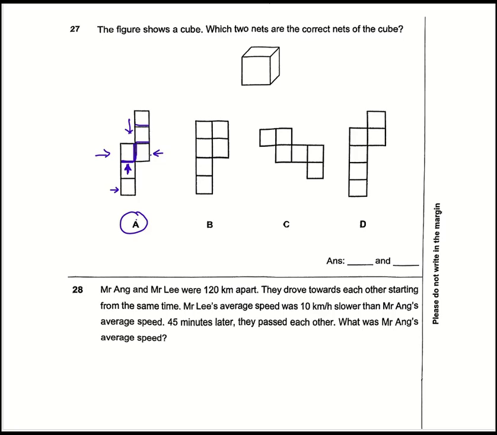But they are saying which two nets, so we'll have to look for one more. Let's look at it. If I bring this up, no, this will never work out, because if I bring this up, then I have these two as the base, and this is also on these two sides, so this is definitely not going to work out. Let's take a look at this one.